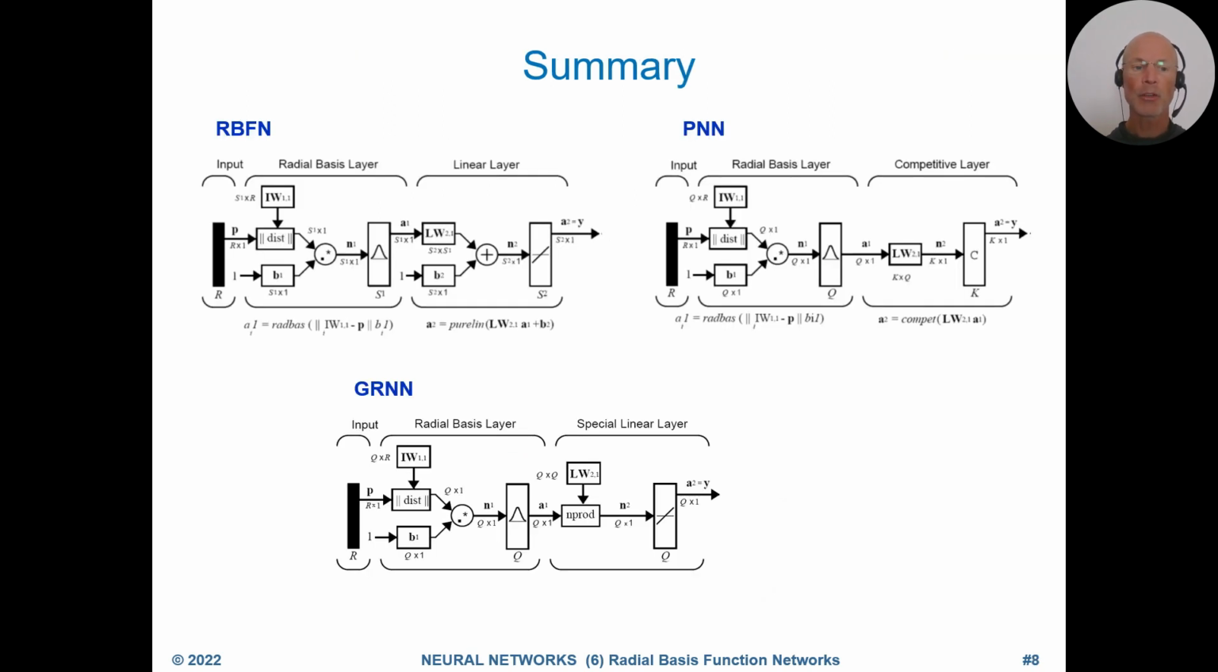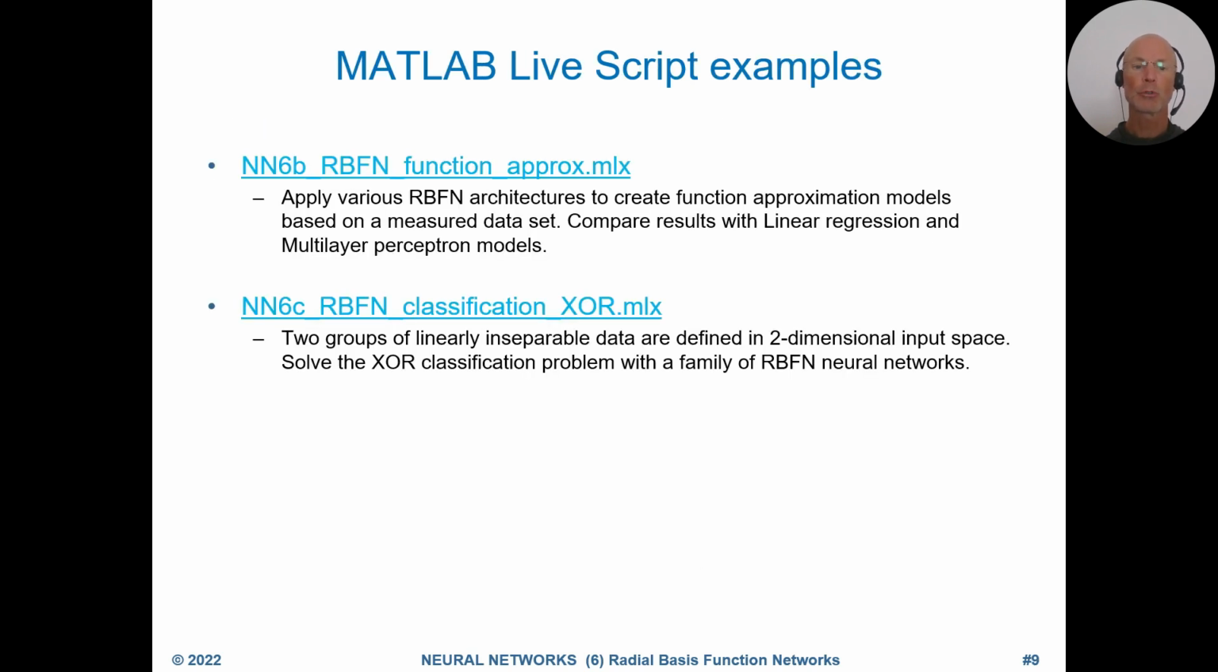In summary, we have RBFN, PNN and GRNN structures. And we will also present two live script examples, namely RBFN structures for function approximation and for classification.